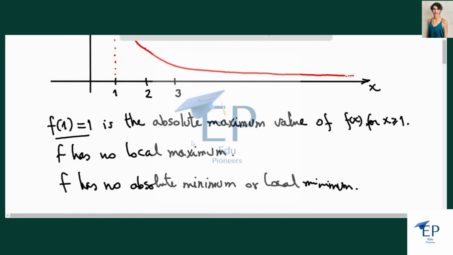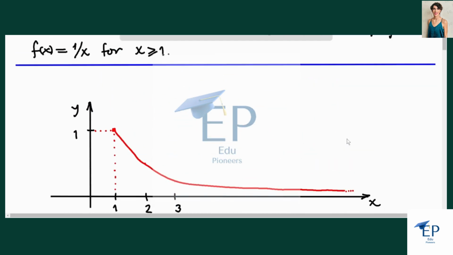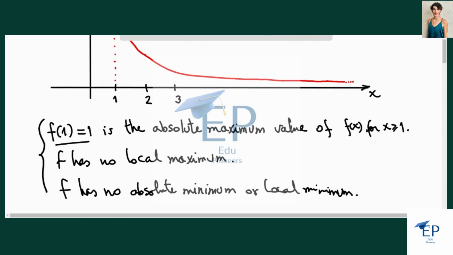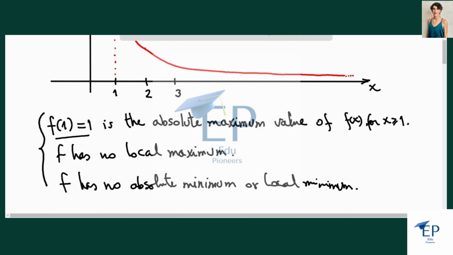And in summary, the function has only an absolute maximum value of 1 that occurs at x equal 1. And those are the characteristics, or the properties, of the function f of x equal 1 over x for x greater than or equal to 1.